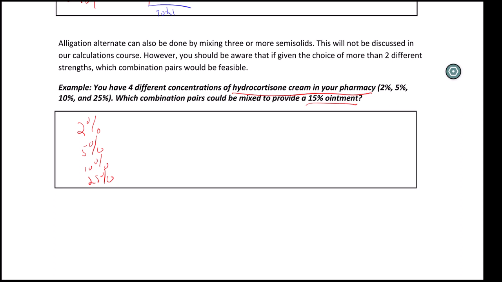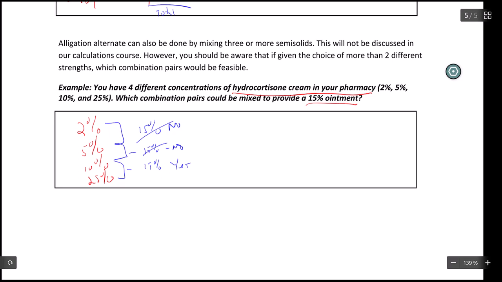Can I mix a 2 and a 5 to get a 15%? No, I can't do that. That's not going to work. Can I mix a 5 and a 10% to get a 15%? No, it's not going to work either. Can I mix a 10 and a 25% to get a 15%? Yes, I can do that. The 15% has to lie between the 2 numbers, is what I'm saying. So you should know what's feasible. Not so much to do it on 3 or 4 different mixtures, which is possible to do, but usually not practical.